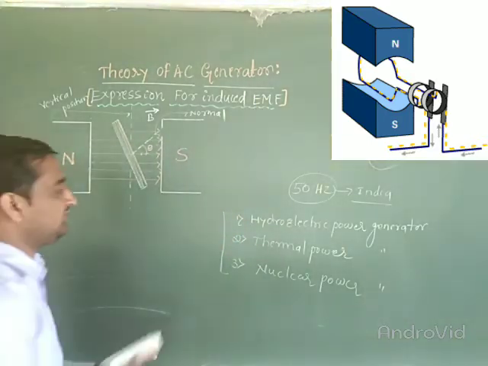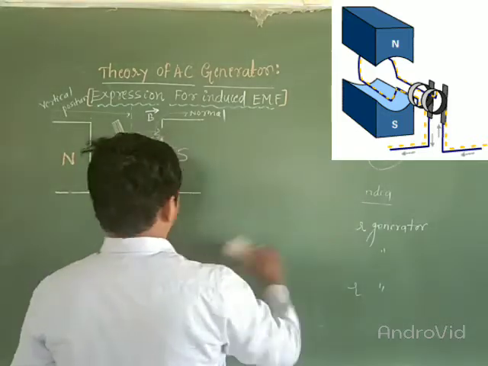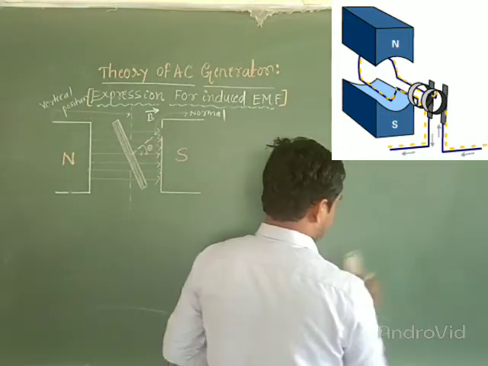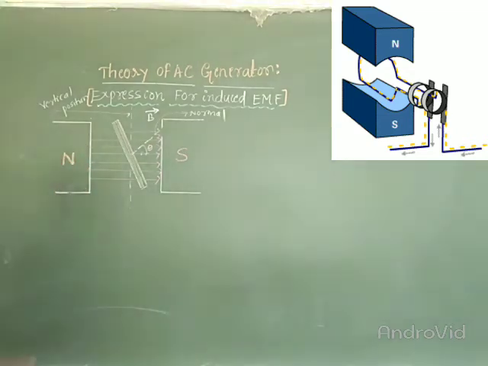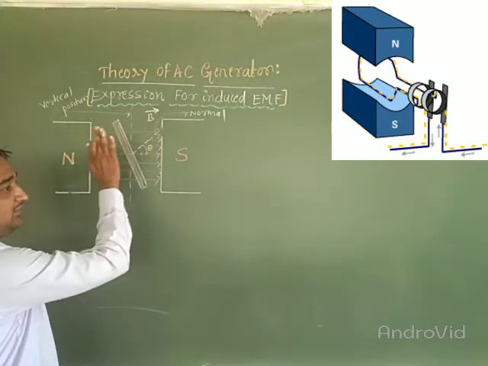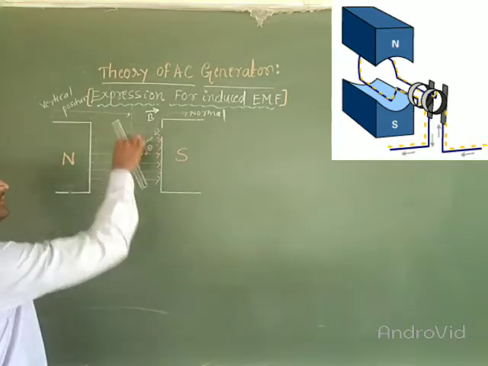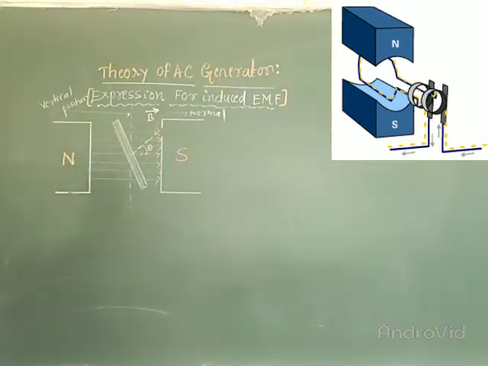With this discussion, let us start the theory of AC generator. Let us derive the expression for the induced EMF. Now observe the figure, which consists of a rectangular coil, that is, the armature. The front view of the coil is shown here. This coil is called the armature, and these two magnets are used to produce the magnetic field.